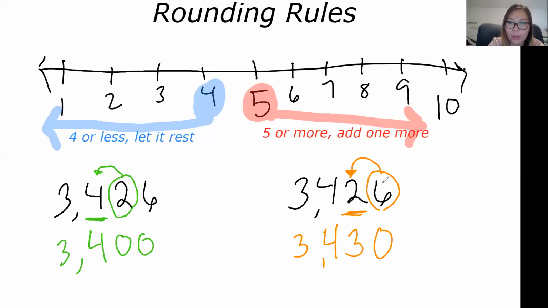Remember, everything you circle is the boss. It tells the other number what to do. So you always want to look at the number line. Okay, we will definitely go over this a little bit more, but just remember the rule: 5 or more, add one more; 4 or less, let it rest, and you can't go wrong.